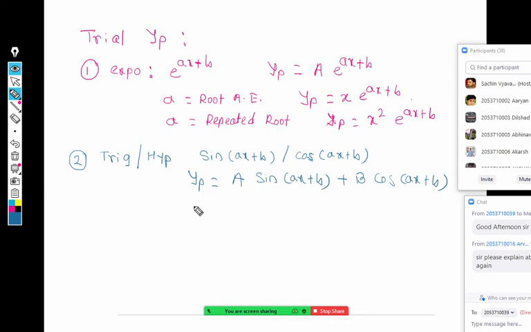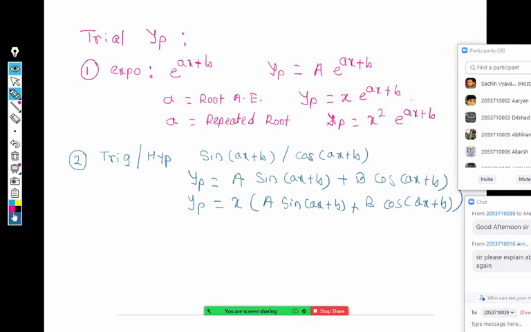But remember, when we replace D square by minus a square and it is coming 0, we should multiply by x, the same thing: x times a sine ax plus b plus b cos of ax plus b. So that is the trial yp for trigonometric. And hyperbolic is similar, only replace the circular function by the corresponding hyperbolic one.